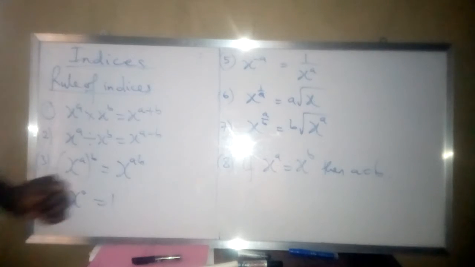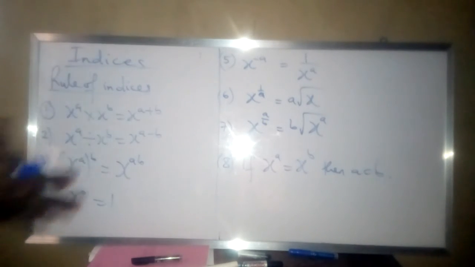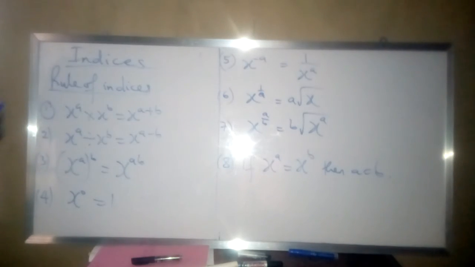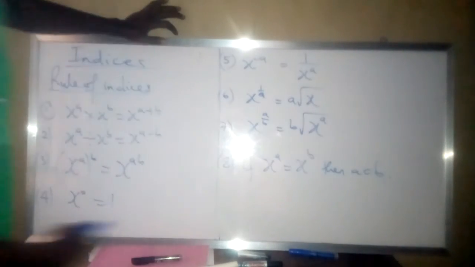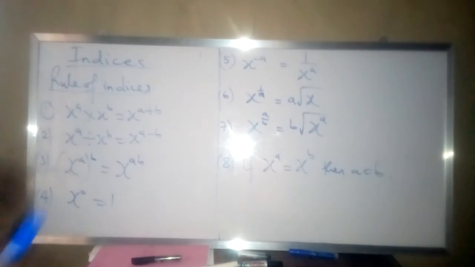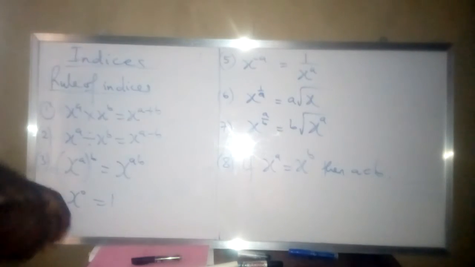So now the last one is if x raised to power a is equal to x raised to power b. You can see that x is common to both. Both are also equal. That implies that a is equal to b. So anytime you have index numbers that are equal like that, the powers will also be what? Equal.